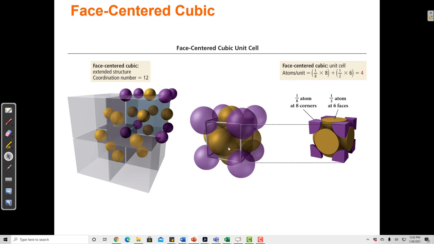And if I look at an atom that's sitting on the face of a cube, how much of it is inside the cube and how much of it is outside the cube? If its center point is directly on this face, then half of it is inside the cube and half of it is outside the cube. So for every atom that sits on the face of a cube, half of it is inside the box, half of it is outside the box. So I have 1, 2, 3, 4, 5, 6 atoms that sit on faces. One half at 6 faces equals 3. So 1/8 times 8, there's one atom because of the purple ones. And then 1/2 times 6 is 3. So there's 4 total atoms inside of a face-centered cubic unit cell.